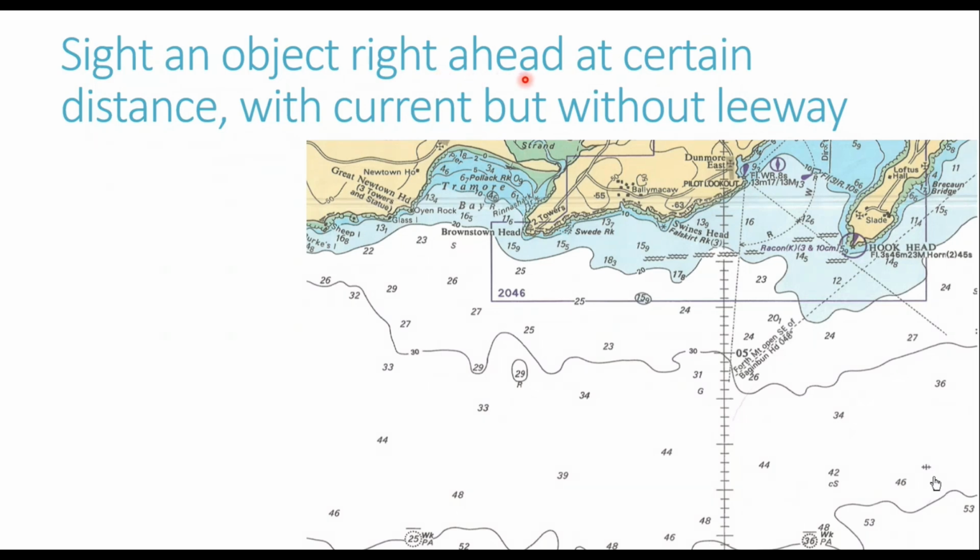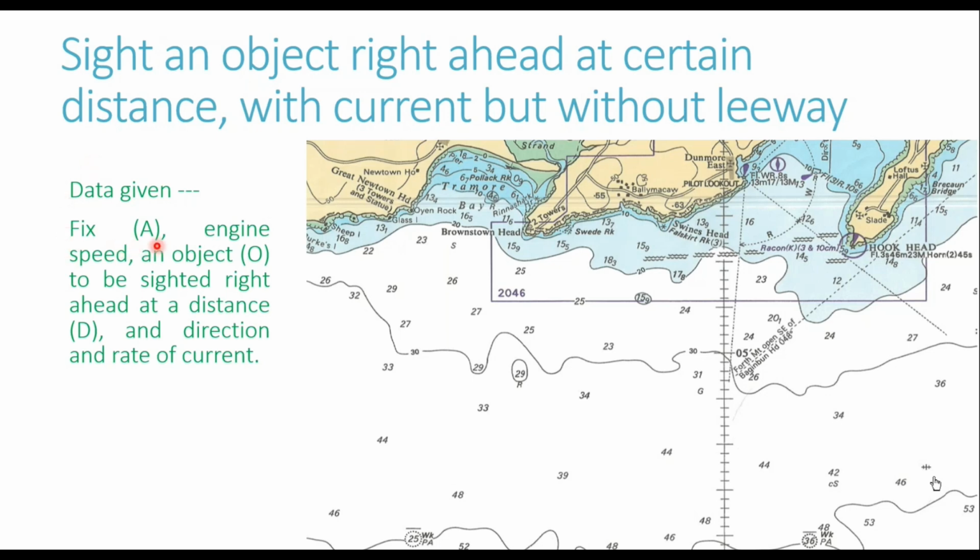It should be right ahead at a given distance. The lighthouse should be sighted right ahead at a given distance, and there is some current in that area. So we need to find out our CTS. The CTS is not known to us, so that the lighthouse is right ahead at the given distance. Let's first see what information or data items are provided in this type of question.